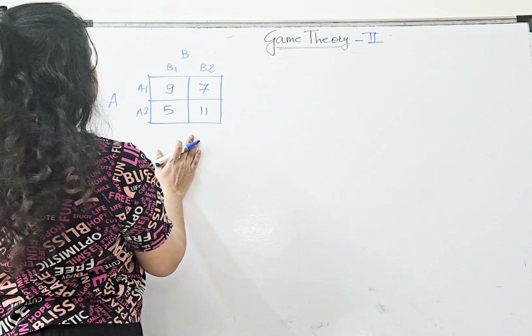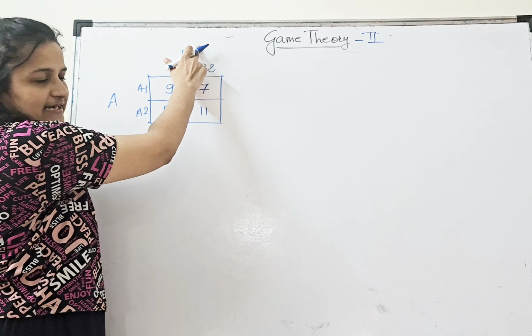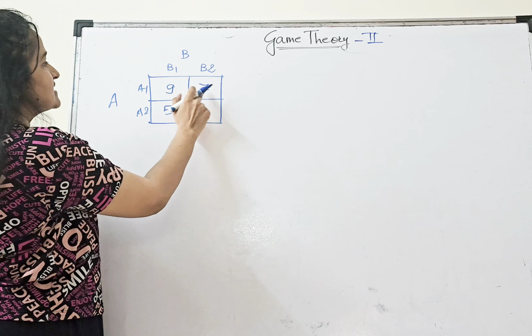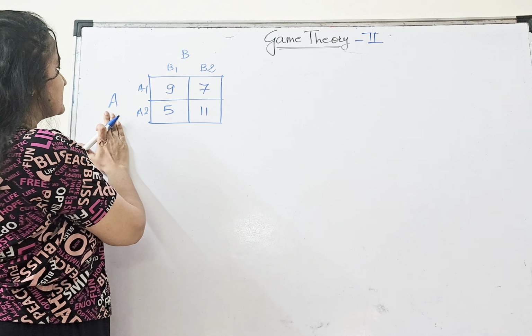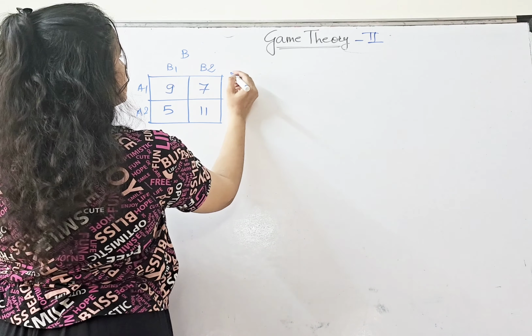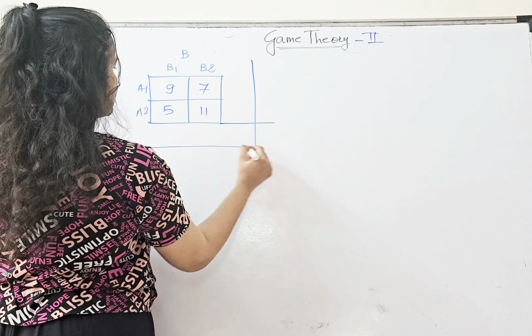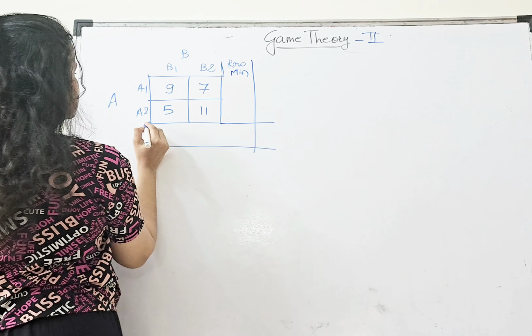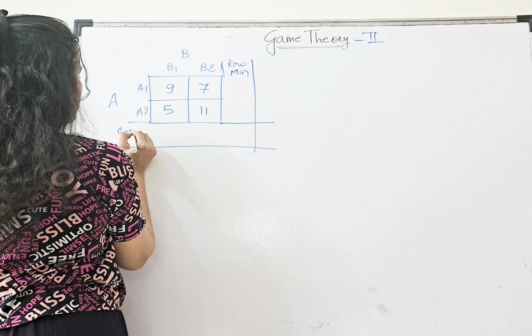Okay, so this is the example given to you in which player A and player B are there. A has two strategies, A1, A2, B has two strategies, B1, B2. These are the outcomes. Yes, this is the maximizing player, this is the minimizing player. We already know all of this. Okay, now let's start with adding the last row and last column as we always do in the game theory. Row minimum and this is for column maximum.